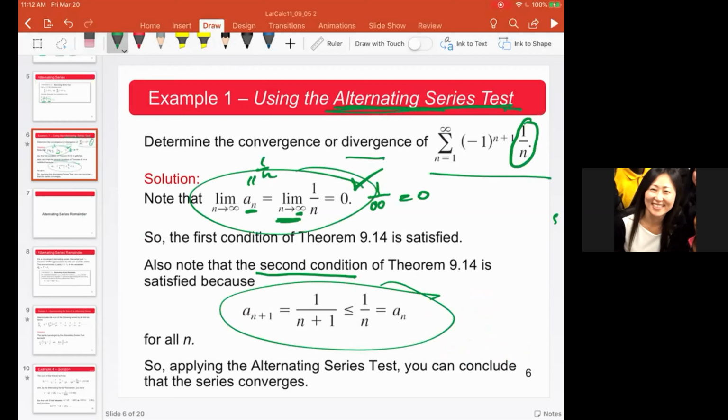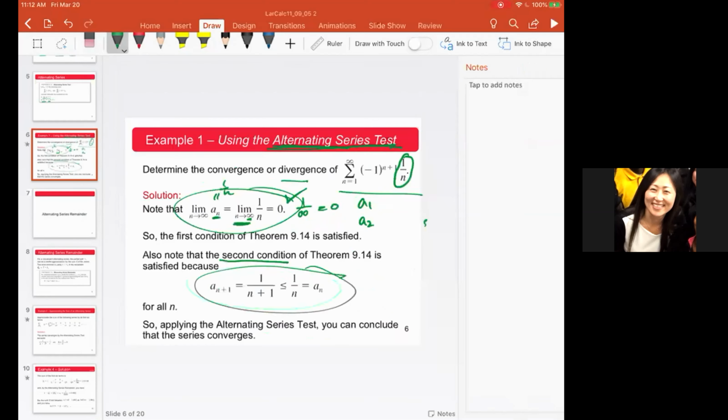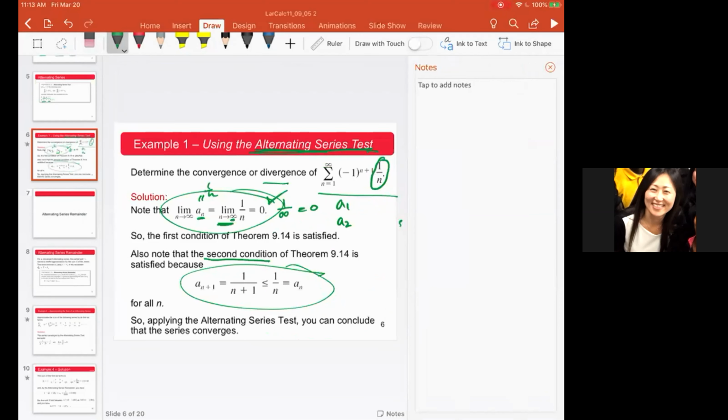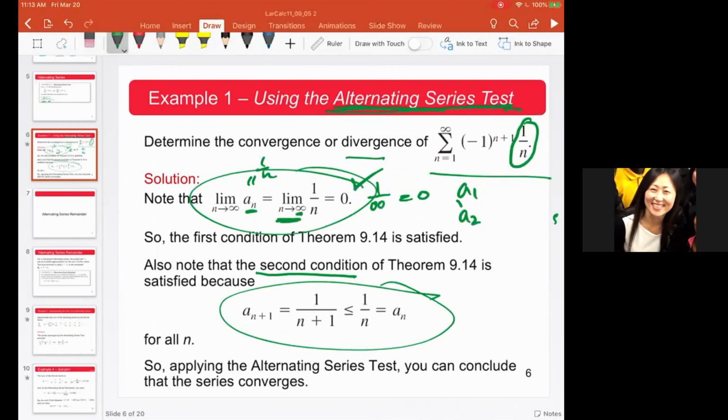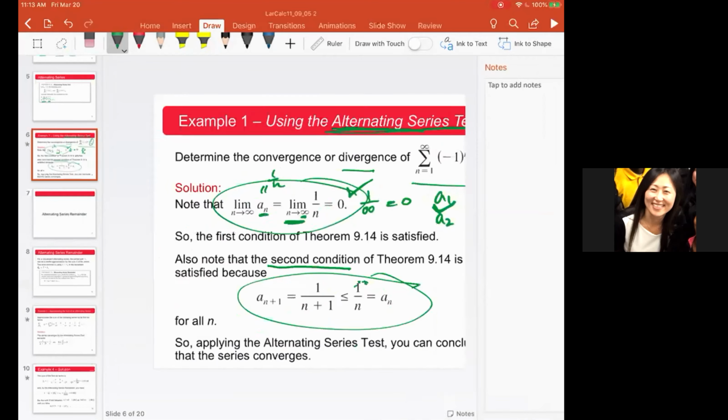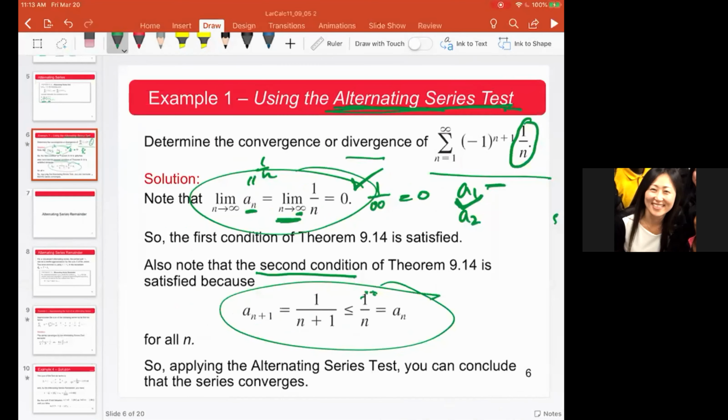To me, the best way is just to try A1 and A2. If A1 is larger than A2, then I know the second condition is met. So don't worry about trying A3 or A4. Just try the first and second. If the first one is larger than the second one, then the second condition is met.